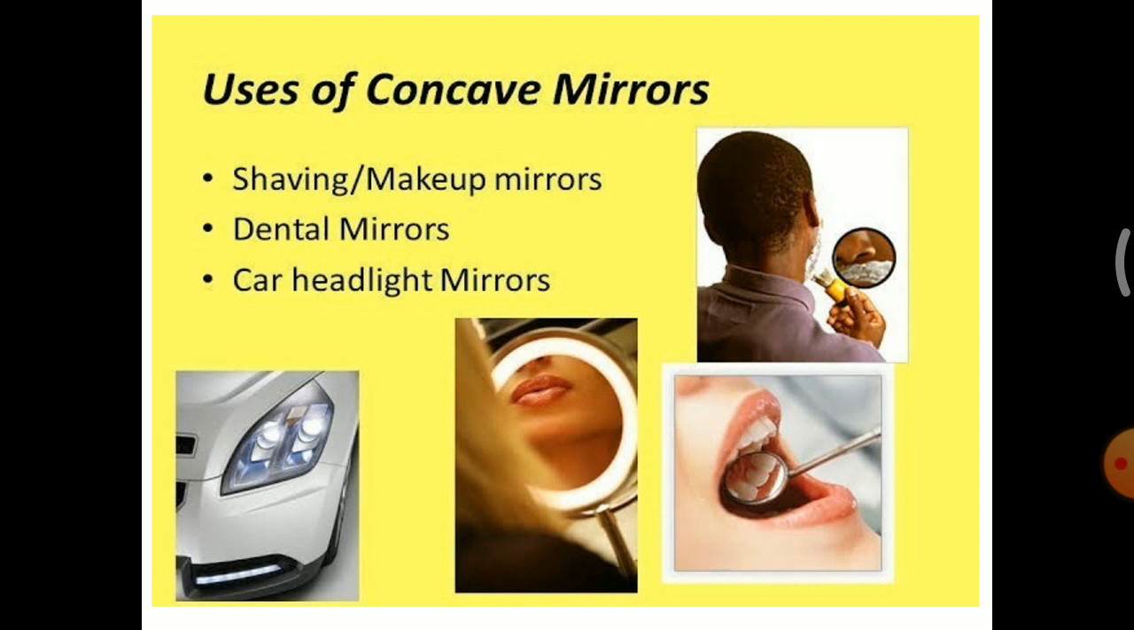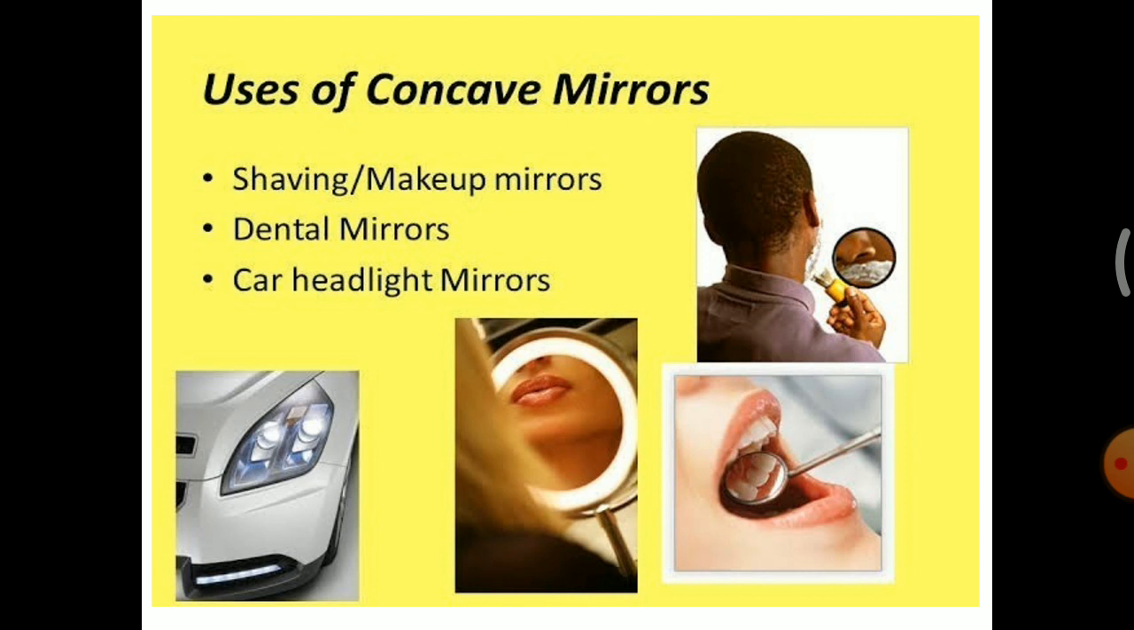The next one, what are the uses of concave mirror? In a shaving makeup mirror, you know that when you are shaving your hair, you are using the concave mirror. Why? Because your face will zoom in the mirror. Only the concave mirror has the capacity to zoom the object. So we are using the concave mirror as shaving and makeup mirrors.